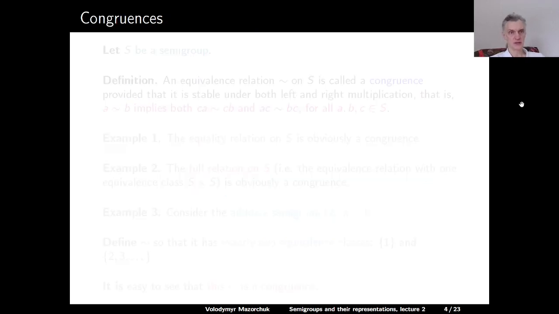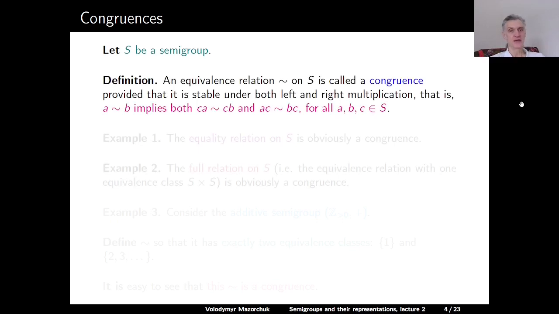Now let's talk about congruences. Let S be a semigroup. Definition: an equivalence relation tilde on S is called a congruence, provided that it is stable under both left and right multiplication. That is, for all elements A, B and C in S, A tilde B implies both CA tilde CB and AC tilde BC. So if you have two congruent elements and we multiply with anything on the left, we get two congruent elements, and if we multiply with anything on the right, we get two congruent elements.